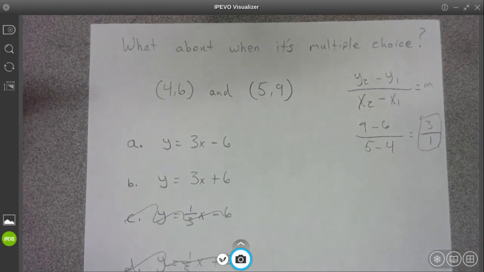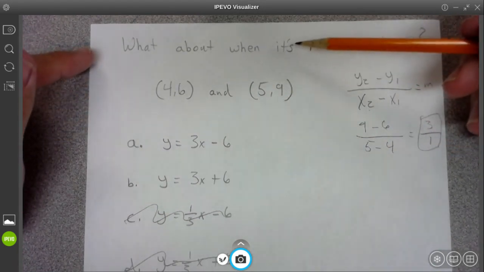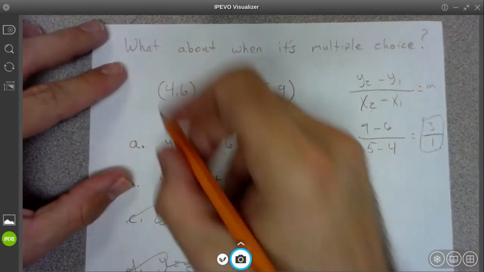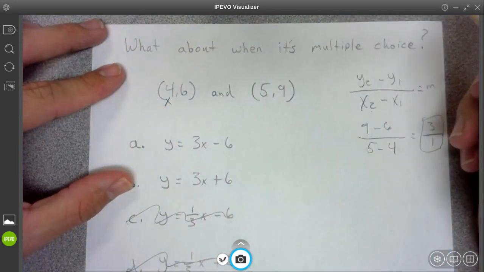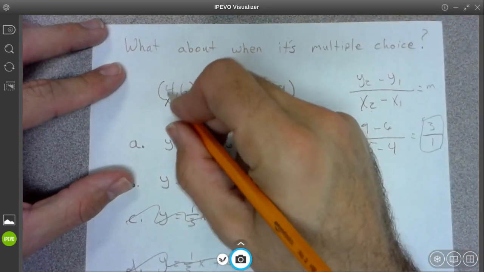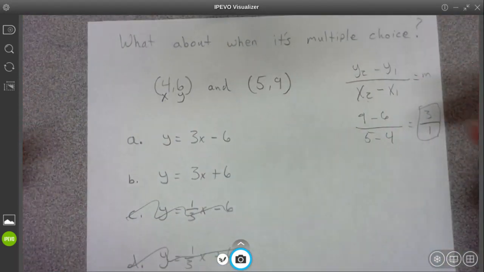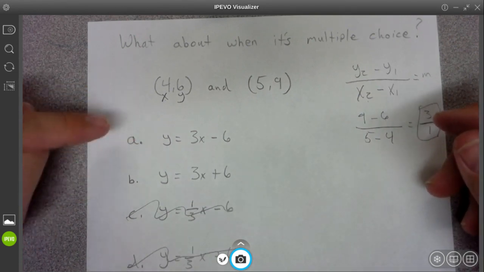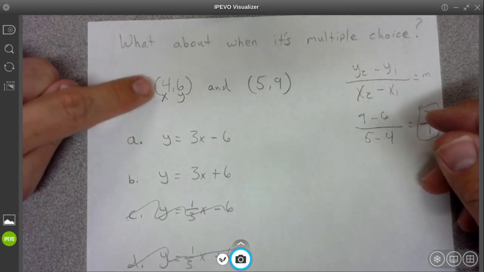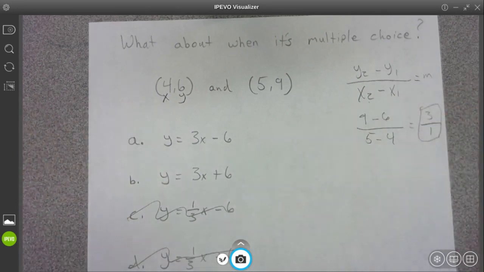Okay, so now I'm going to take either one of these points. I'm probably just going to use this 4, 6. And I'm going to plug 4 in for x and 6 in for y. And I'm just going to see if the equation balances. All right, because if the equation balances, that means that that point is on this line.